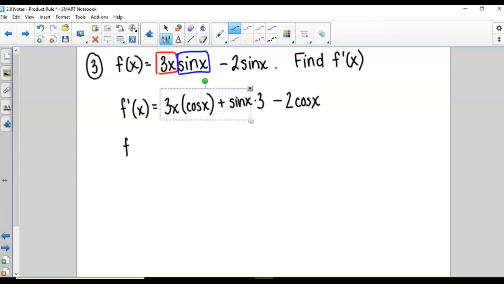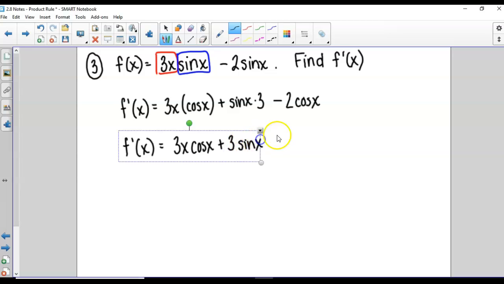And so if we clean this up a little bit, we're going to have 3x times cosine x plus 3 sine x minus 2 cosine x. And we really don't have anything else that we can combine here. Even with both of the cosine x terms, we have a 3x and just a 2 here, so those cannot be combined. So we would just leave our answer like this.